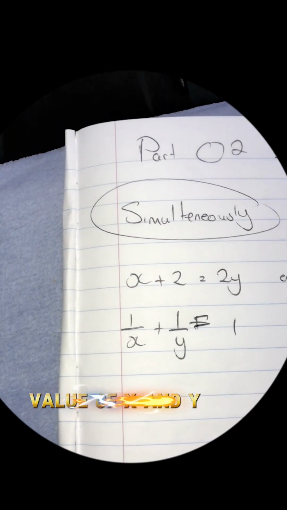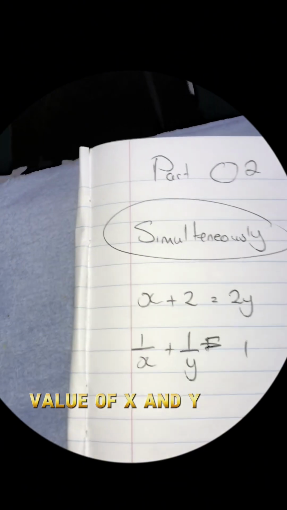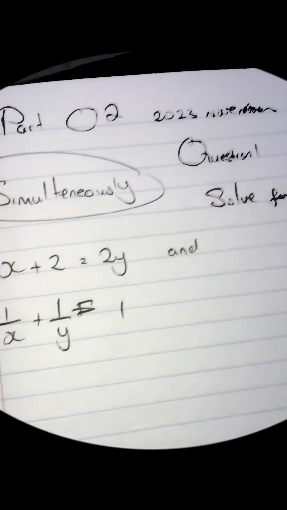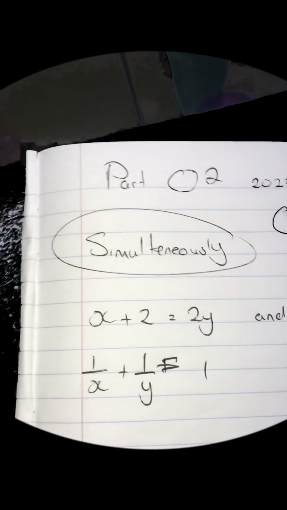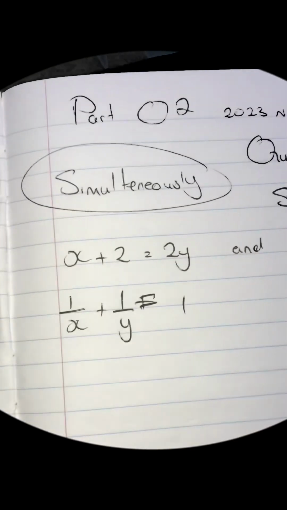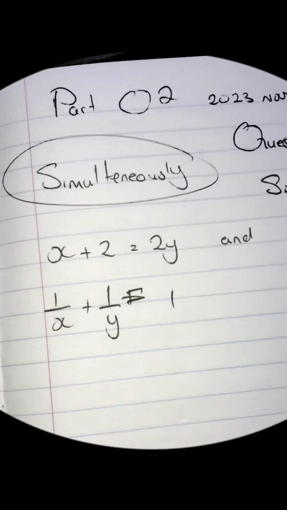But looking at the equations, we have X plus 2 is equal to Y, and 1 over X plus 1 over Y is equal to 1. The question that you must ask yourself with this kind of problem is: what must I do? Remember, we are solving for X or Y. It means the next step is that I should have X equal to something or Y equal to something.